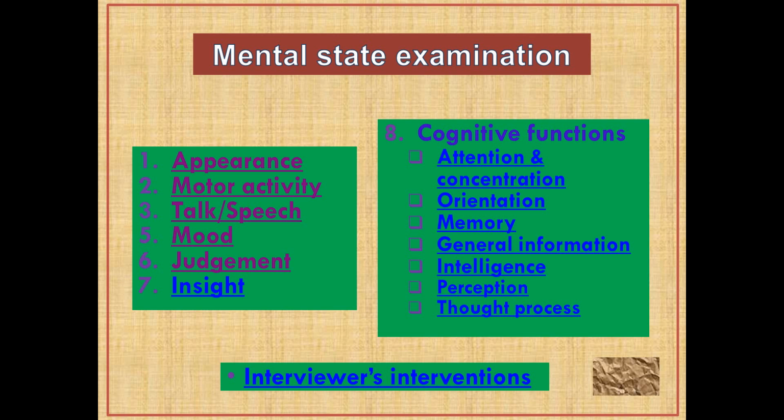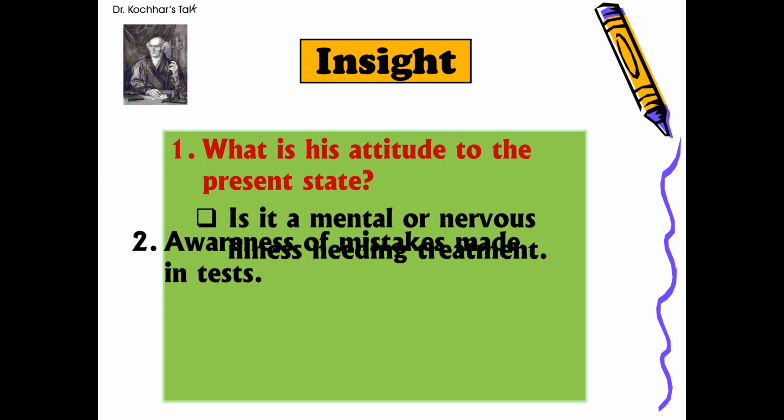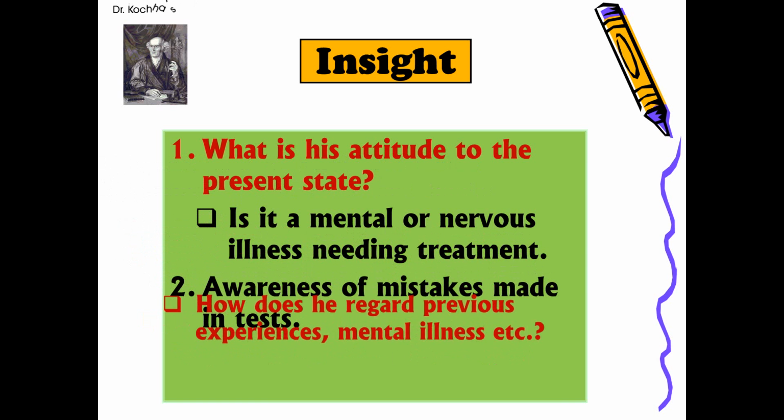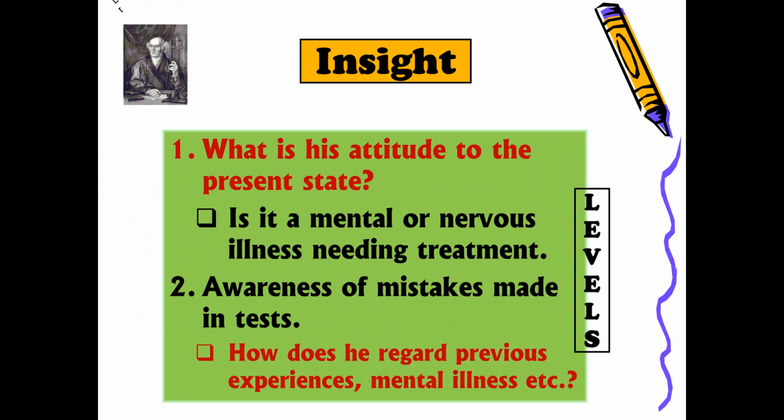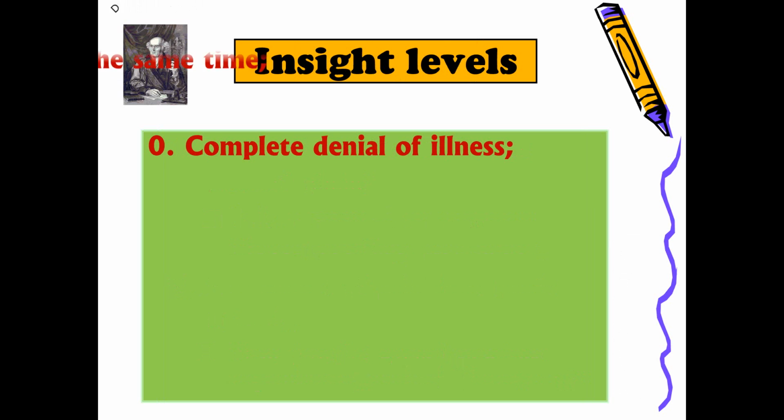Next we go to the insight. Now what is his attitude to the present state? That is, is it a mental or nervous illness which needs some treatment? Then awareness of mistakes made in tests. How does he regard previous experience, mental illness, etc.? So that is insight. Now insight is a very important thing, and for that the levels are to be noted.